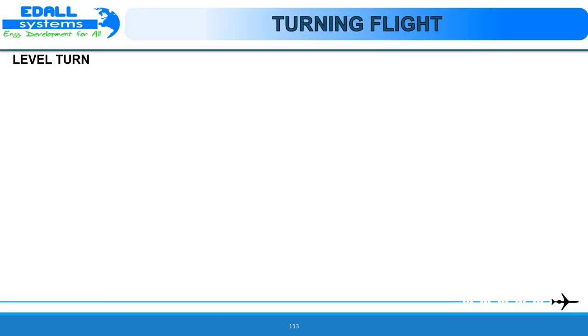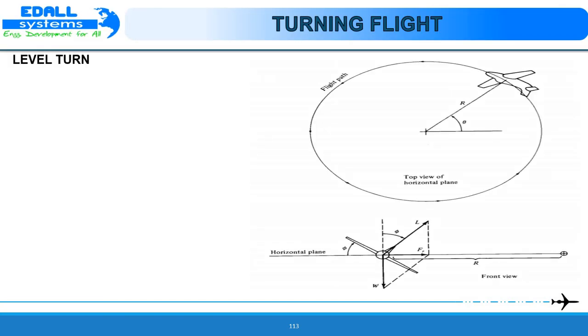A level turn is illustrated here. The wing of the aeroplane is banked with angle phi, at angle phi to the vertical. The bank angle phi and the lift L are such that the component of the lift in the vertical direction equals the weight. So L cos phi is equal to W. And therefore, the aeroplane maintains a constant altitude, moving in the same horizontal plane.